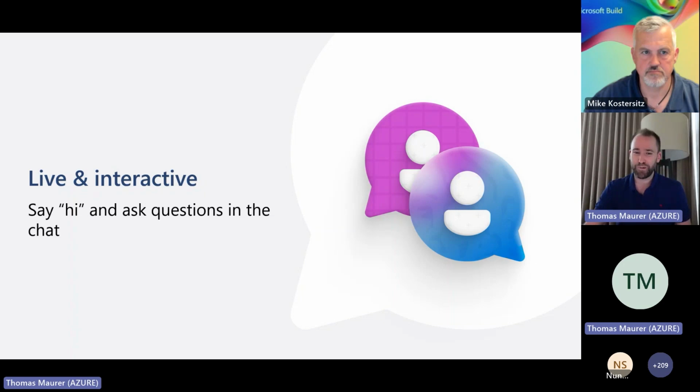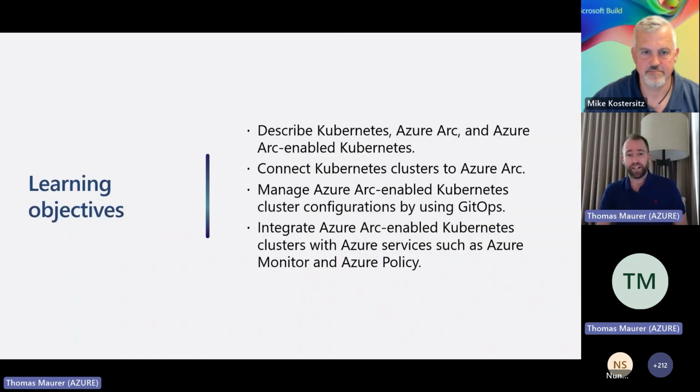So with that, a quick look at the learning objectives and what we have in this Learn module. We will obviously get a quick introduction into Kubernetes and Azure Arc, but especially on Azure Arc-enabled Kubernetes. So Mike will go through and tell us all about what it is and why it is so important. And then we will see how you can use Azure Arc to connect your Kubernetes cluster to the Azure control plane. We will have a look at managing policies, at GitOps configurations, and many other things in this Learn module.